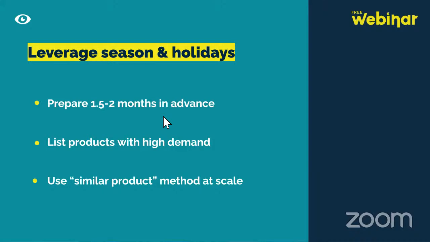So you need to be on top of your e-commerce calendar. You need to understand what's coming next, what's in the next 60 days. Always know what's coming in the next 60 days. Second thing is list products with high demand.